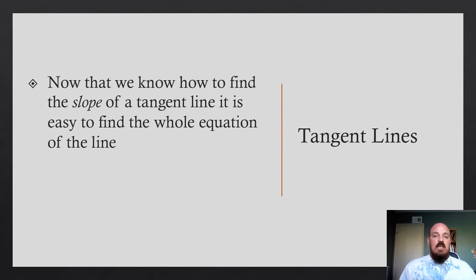Now what we're going to do for today is extend that question a tiny bit at the end. And instead of just finding the slope of the tangent line, we're actually going to find the equation of the tangent line. So basically all we're doing is adding a tiny bit to the end of the question.